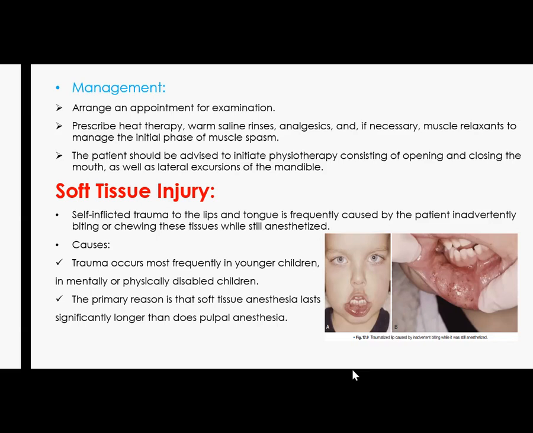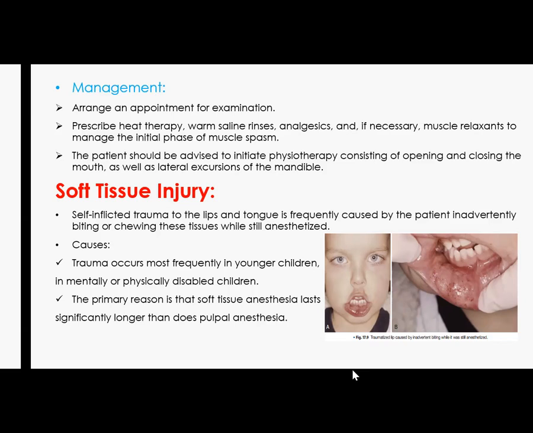Otherwise, if there are no such infection signs, no swelling, no pus or anything, and it's simply an inflammatory episode, you can give anti-inflammatory medication, which is the painkiller medications. Additionally, you can also prescribe muscle relaxants. Muscle relaxants are medications which help in breaking the muscle spasm. Another thing that can help is hot fomentation. You can give a warm compress on the area where the patient complains of pain.